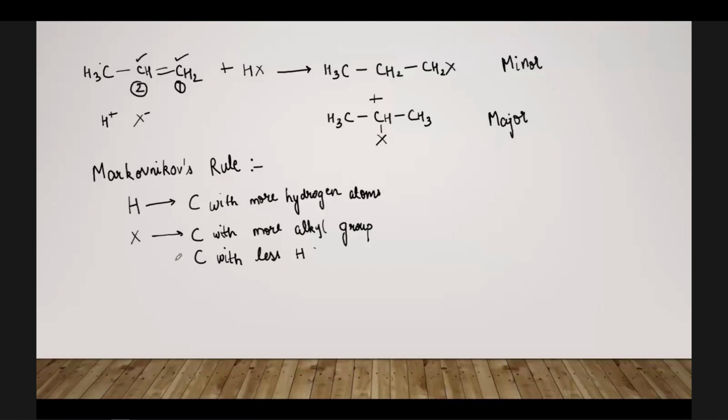ठीक है? So the halide atom will get attached to the carbon which has less number of hydrogen atoms, जो कि ये major वाले पे we can simply see कि ऐसा ही हुआ है. So this is an important rule, and this is not the only example where this rule applies. Whenever you see an alkene and an HX kind of thing, the reaction between an alkene and a halogen acid, then you'll have to apply this rule, क्योंकि there will be more than one product formed, and which product will be more in amount will be justified by this rule.